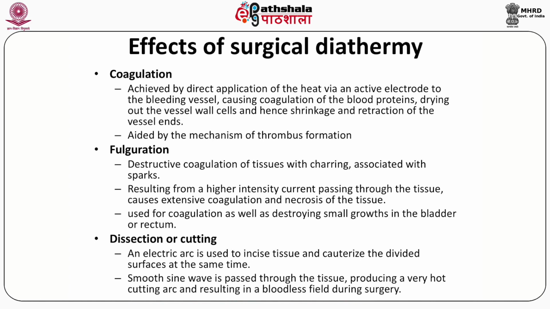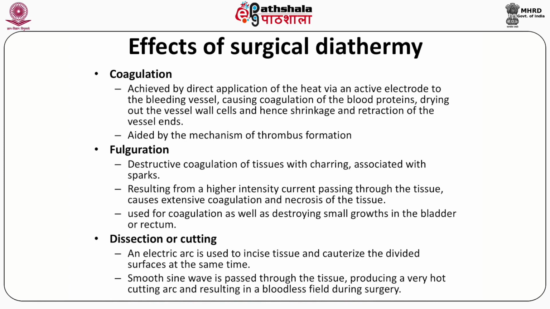Coagulation is achieved by direct application of heat via an active electrode to the bleeding vessel, causing coagulation of the blood proteins, drying out the vessel wall cells, and hence shrinkage and retraction of the vessel ends, aided by the mechanism of thrombus formation.